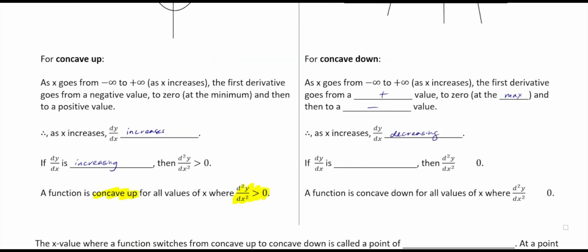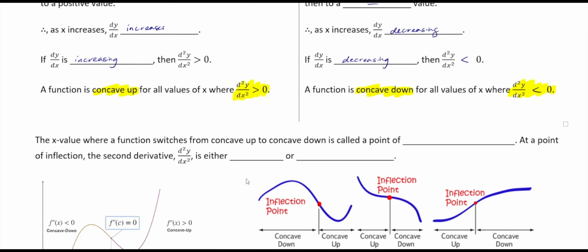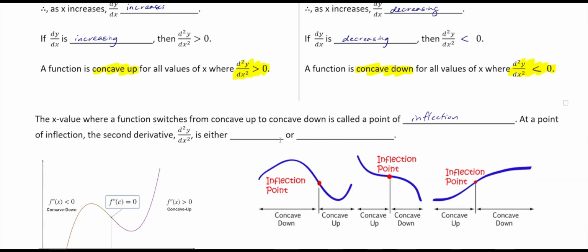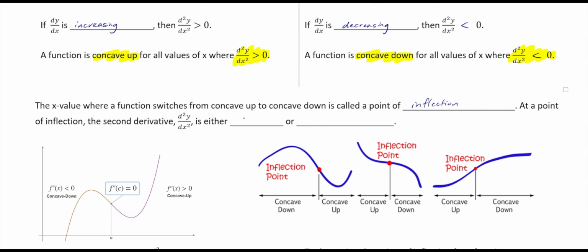If the first derivative is decreasing, then what that means is that the second derivative is less than 0, and so we say that a function is concave down for the values where the second derivative is less than 0, right there. The x value where a function switches from concave up to concave down is called a point of inflection. At a point of inflection, the second derivative is either 0 or undefined.